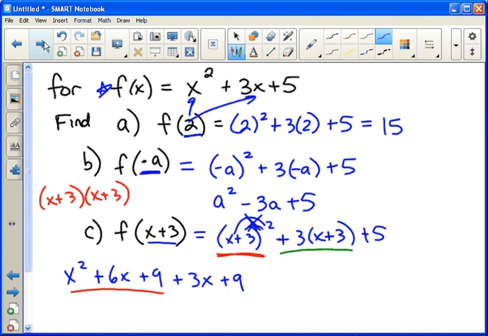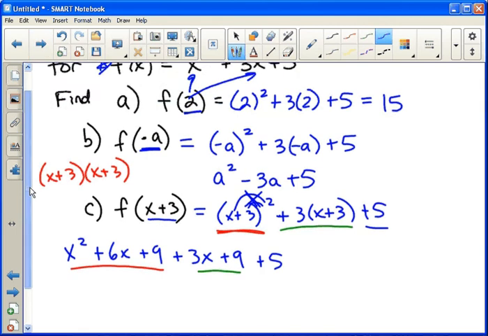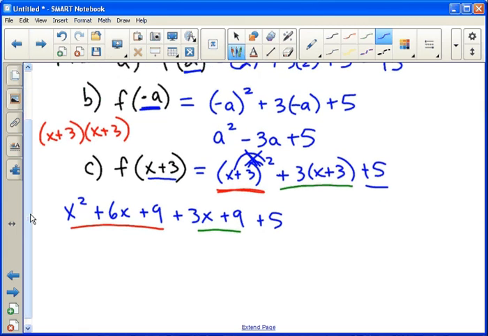Now we'll combine our like terms. Well, x squared is the only squared term. And then we have plus 6x plus 3x, so that's plus 9x. And then plus 9 plus 9 plus 5 gives you 23.